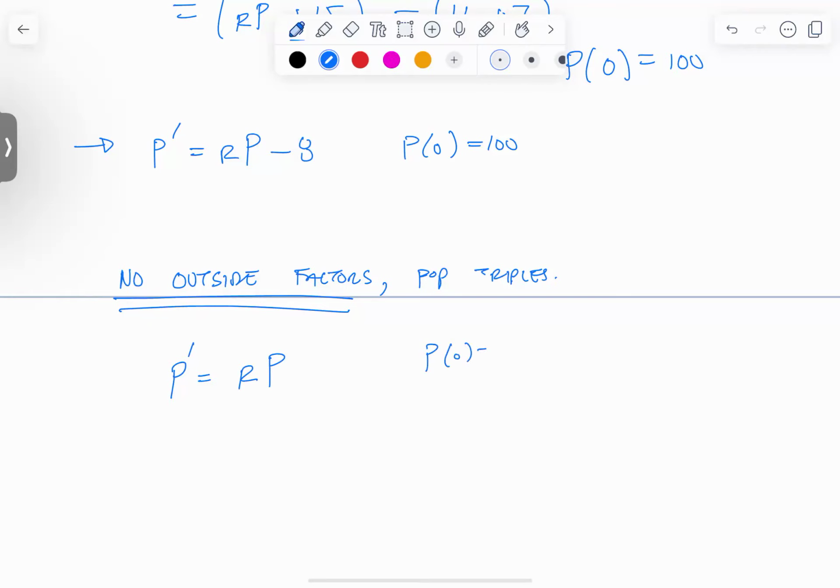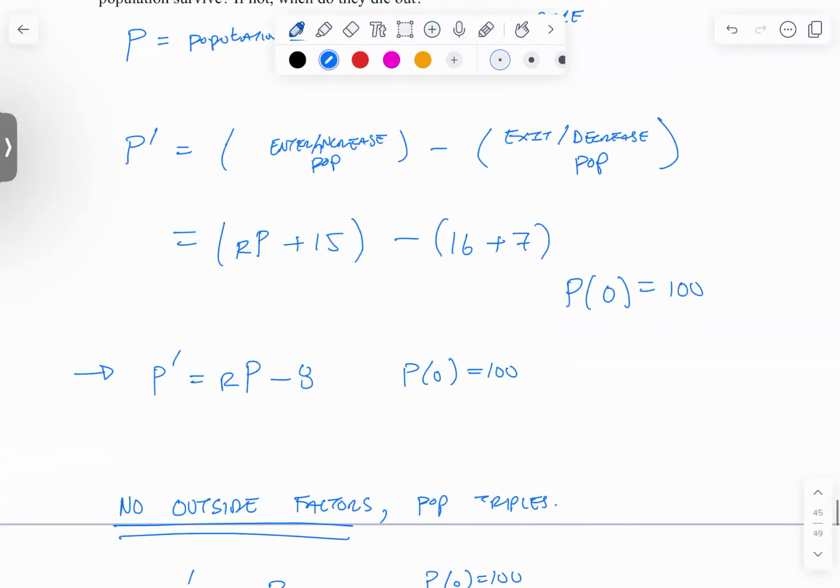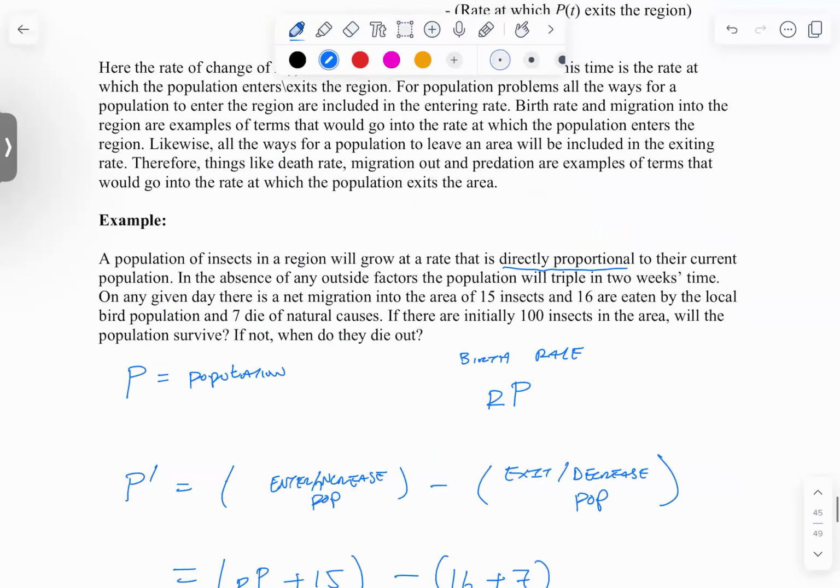Once again, P of 0 is still 100. But we are told what other part? After time plus 2 weeks. Remember where our time interval is. It's super important. We keep saying t equals 0, so what is our time interval here? Two weeks. Days or weeks? Which is it? On a given day, so we have to convert everything to days.